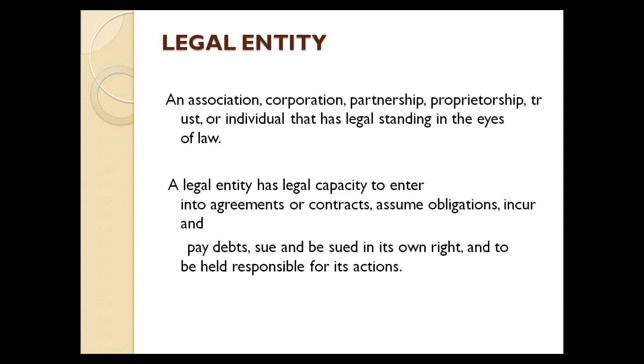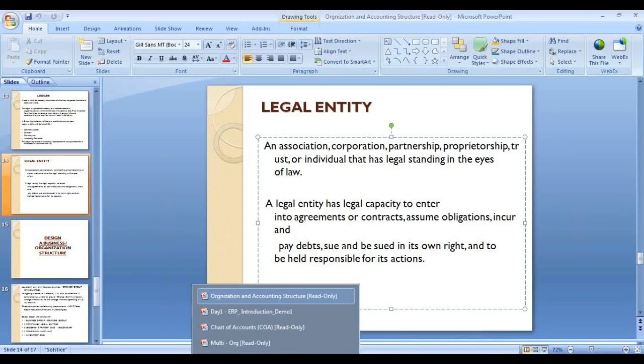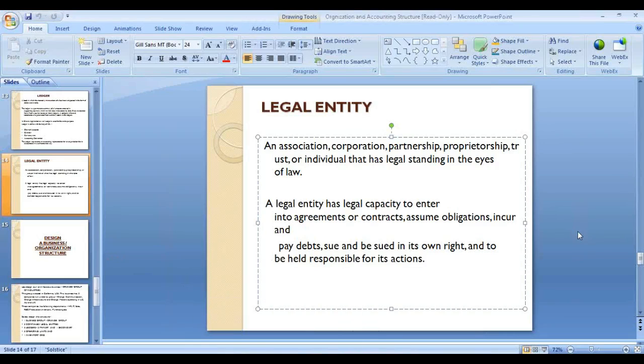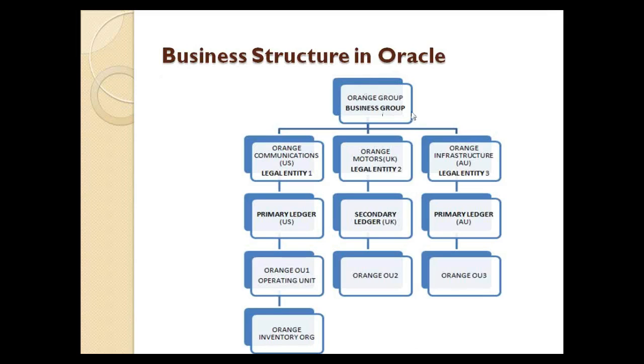Okay. So that is what a legal entity does. Now getting into the application and going back to our structure. This is the one, right? Now if we have designed this structure, we have a business group and we have Orange Communications in US, Orange Motors in UK, Orange Infrastructure in Australia. These are the independent companies in different locations. For that we have ledgers. We have primary ledger.